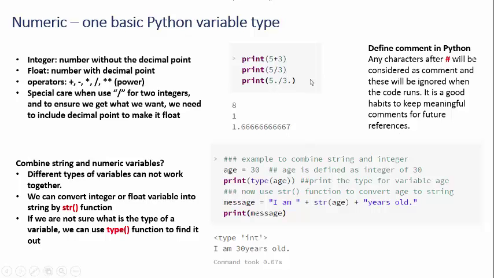There are 3 different kinds of operations: 5 plus 3, which is 8. 5 divided by 3, because both numbers are integers, so when we do the computation, it returns an integer, which is 1. This may not be what you want, like you actually want the actual number of 5 divided by 3, which is 1.6667. Sometimes you want this, sometimes you want that, depending on your application. If you want a precise result, then remember to use 5 point, which means it's no longer an integer, but it's a floating number.